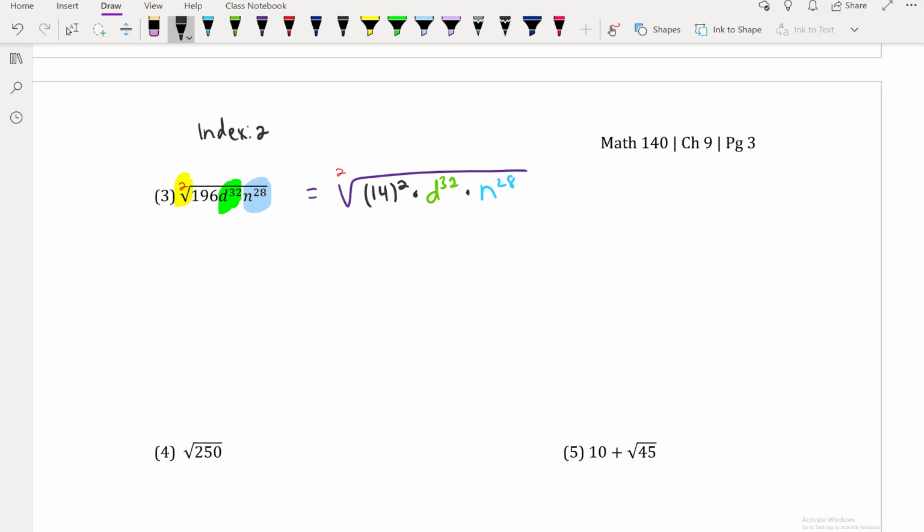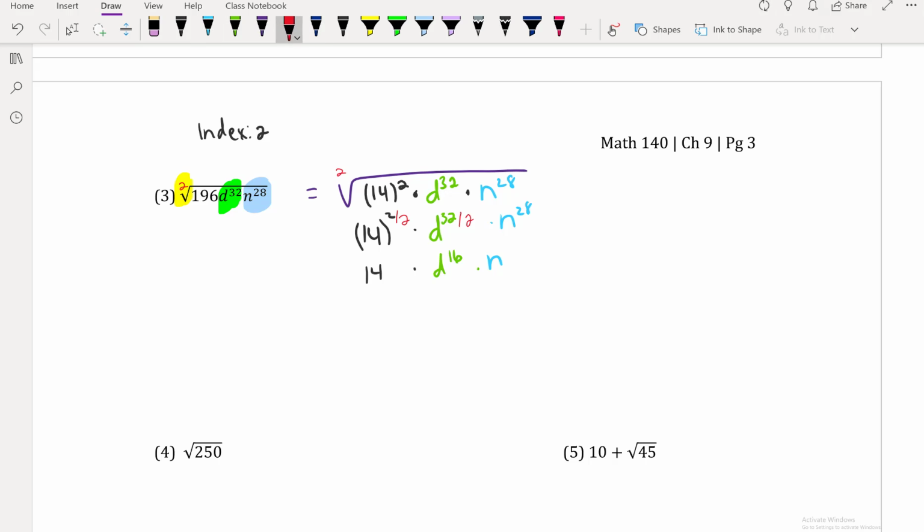So now I'm going to have my 14 squared being divided by 2. Well, that just gives me 14. Now I'm going to look at my D32. That also gets divided by my index. So 32 divided by 2 gives me a 16. So I have a D to the 16 power. And now I have my N.